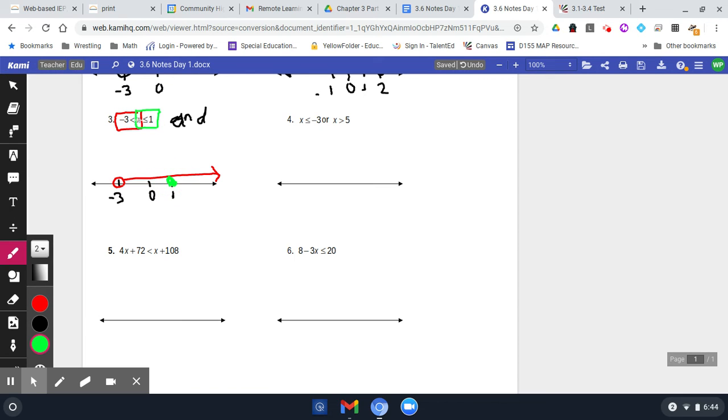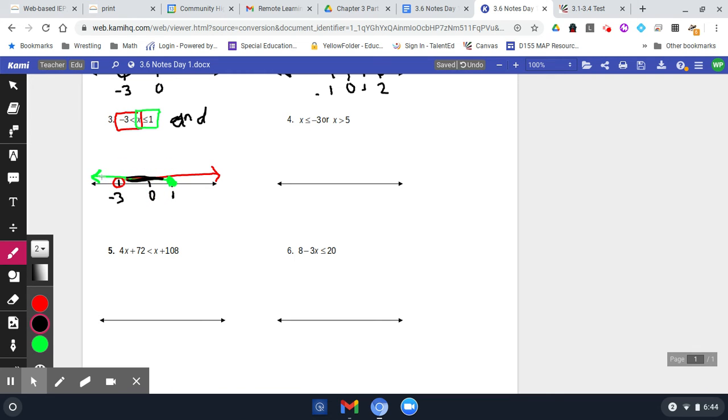And x needs to be less than or equal to 1. So that's going to go this way. Now with the and statement, the black area is the only solution because it has to be true for both of them, okay?